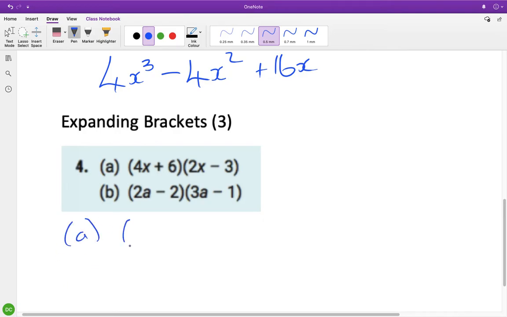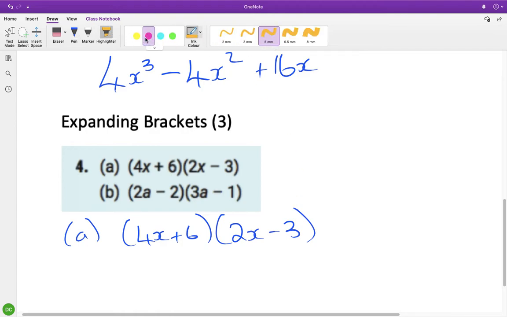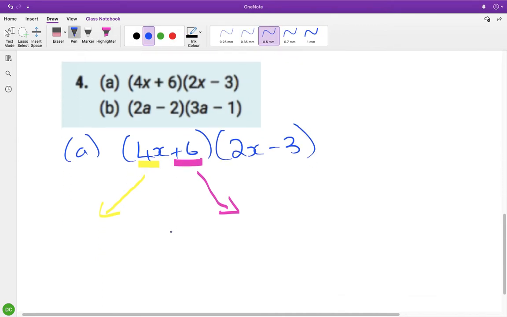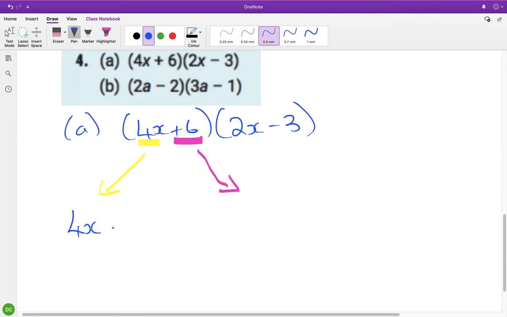Okay, so for A, I have 4x plus 6 times 2x minus 3. So I am going to take this and put it over here. And I'm going to take this and put it over here. So I'm going to split up that first bracket. So the 4x goes over here and the plus 6 goes there. After each of them, I'm going to put the second bracket. So I'm going to put 2x minus 3 there, and I'm going to put 2x minus 3 there.